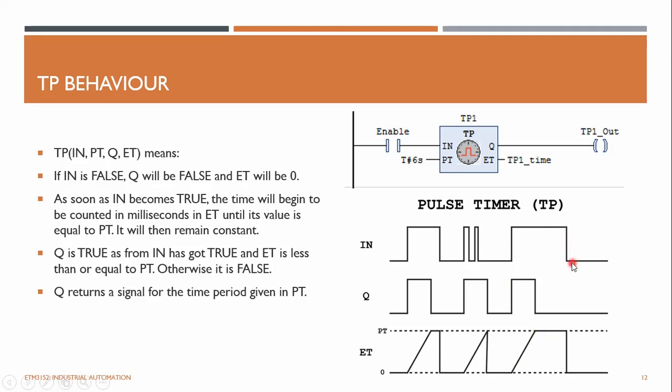And when the input signal pulse goes away, the timer resets. So it is a very simple way of using this timer. It is your choice whether you go for the TOF timer or the TP pulse timer. With the pulse timer, no matter when you remove your input pulse, it just keeps counting and the output goes to zero after a certain time, right?